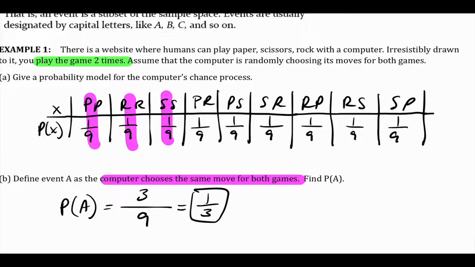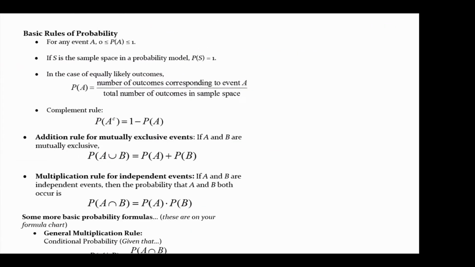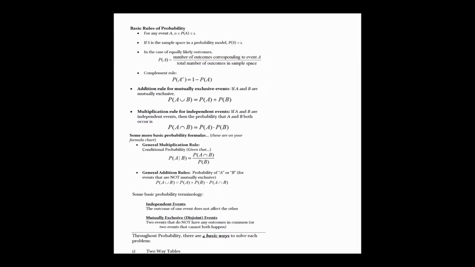Okay? Because probability is always the top, what I'm looking for, over the total number of things that can happen. The bottom is always going to be the sample space. The sample space always goes on the bottom. Everything that could possibly happen. Okay? All right, so now on the back page, the back page is probably the most important page in this whole chapter because it gives you all of the rules and how to solve all of these problems.